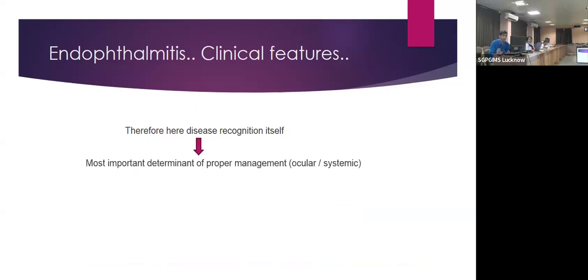And as you understand, disease recognition itself is the most important determinant of proper management. It gives a favorable prognosis, and it goes a long way in reducing mortality, because there may not be fungemia, there may not be bacteremia, but there may be endogenous endophthalmitis, and vice versa.